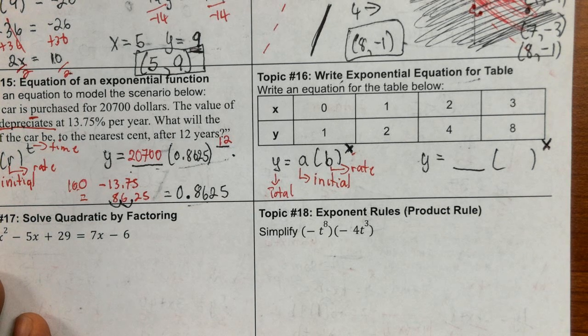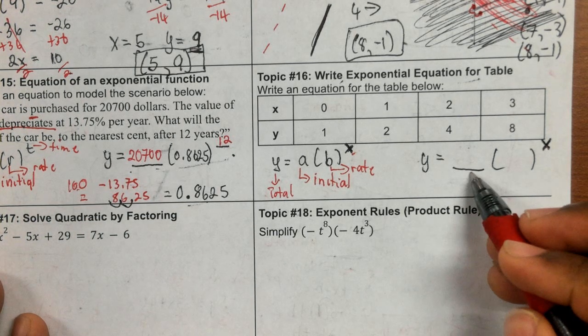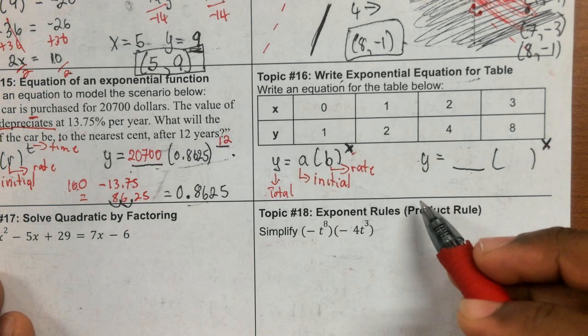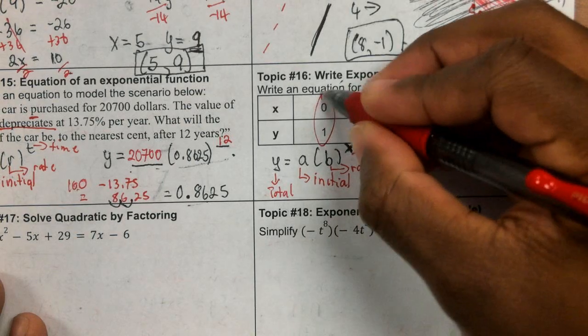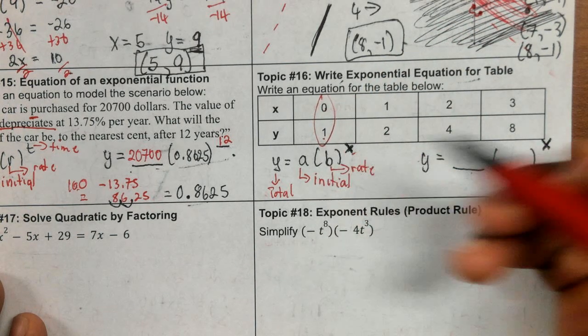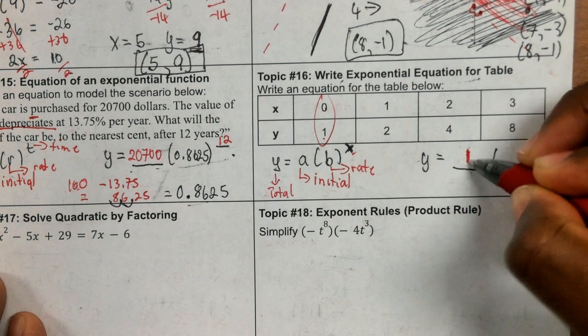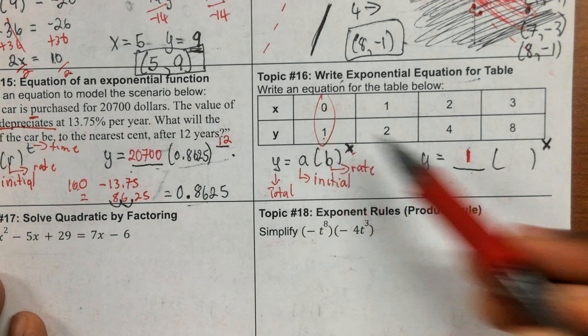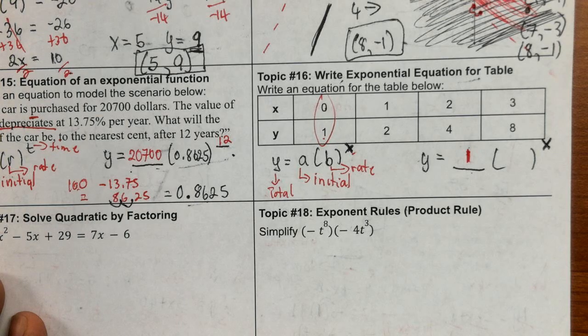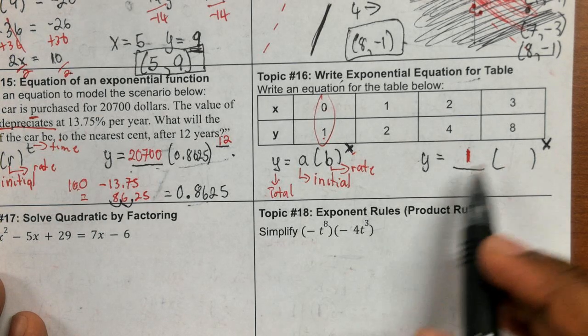Alright, so what we need to do is first define my initial. To find your initial, you need to look at the y value when x is 0. So that would be here. So when x is 0, the y value was 1. So I put 1 here as my initial. That's where I started. Alright, so again, that's my initial amount. Okay, so then now I go ahead and find my b, my rate.